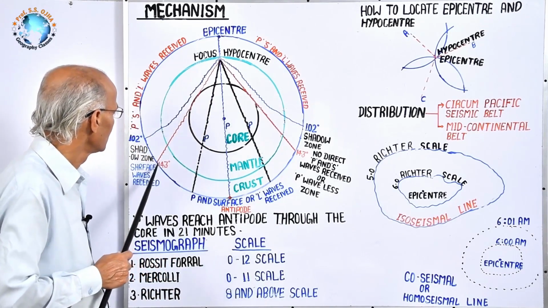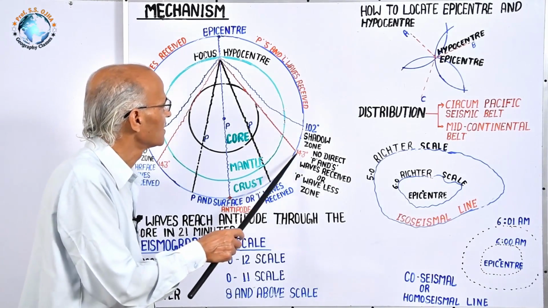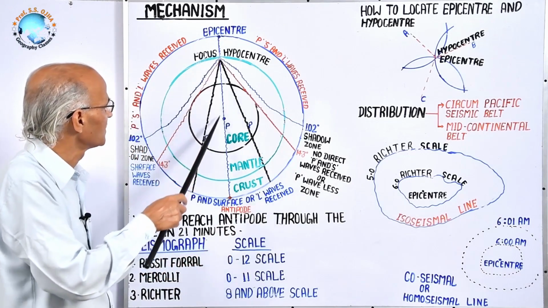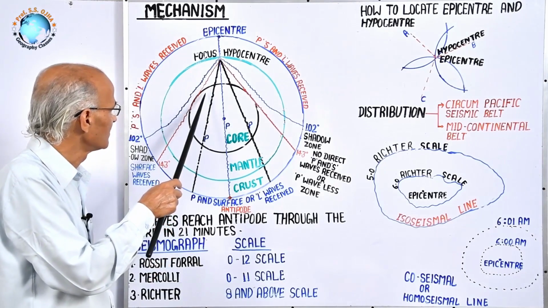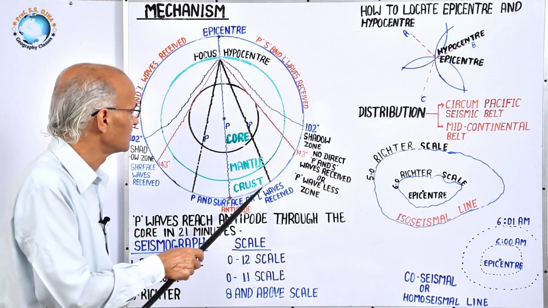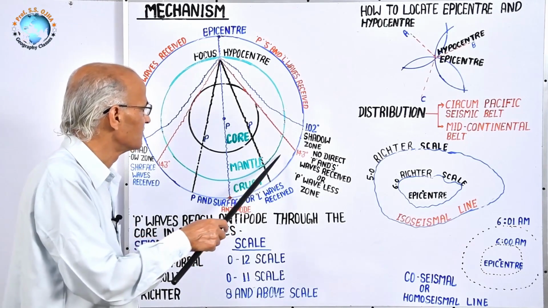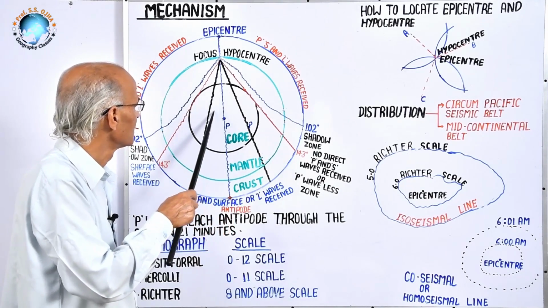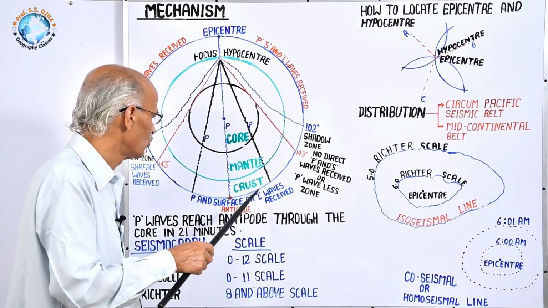So here, between 143 and 143, although P waves are received directly, because P waves come straight and cross the core of the earth, here no S waves are received. Why? Because S waves cannot cross the core of the earth. This is the P wave zone.